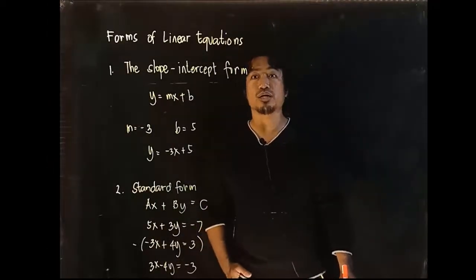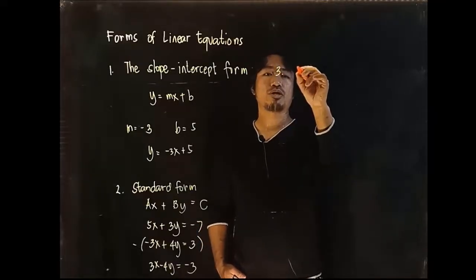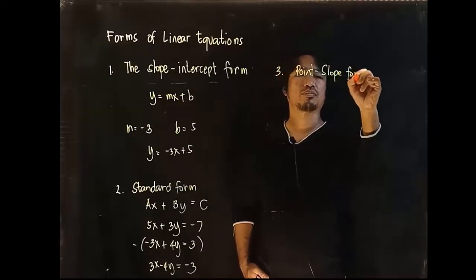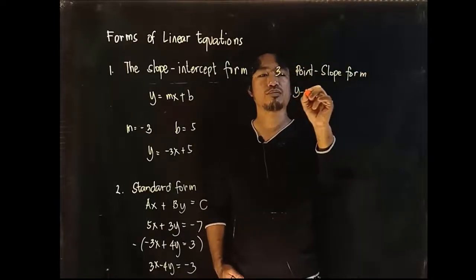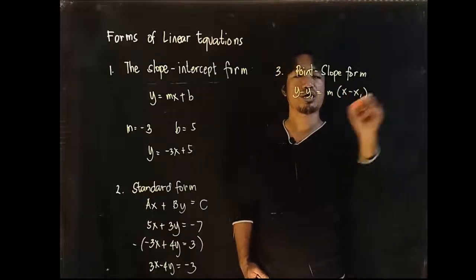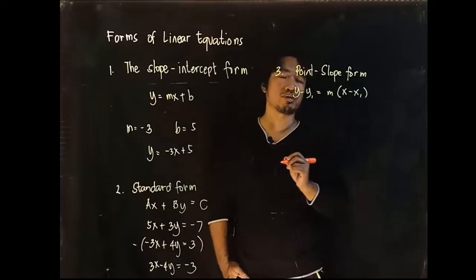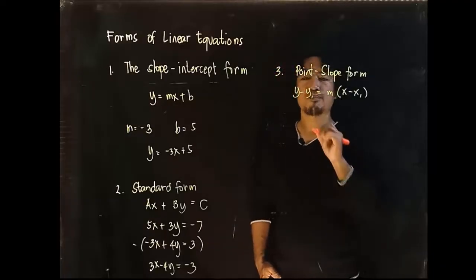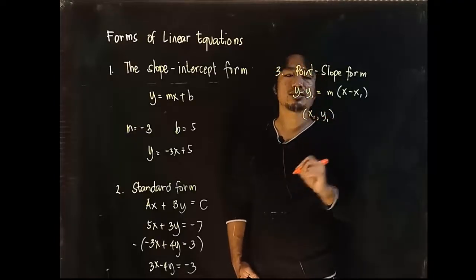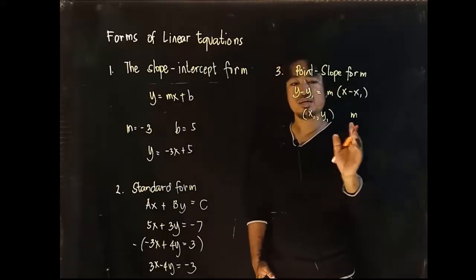The third commonly used form of linear equation is the point-slope form, given by y minus y1 equals m times the quantity x minus x1. It is called the point-slope form because in these cases you are given a point with coordinates x1, y1, and the slope of the line. You can determine the equation of the line given these properties.